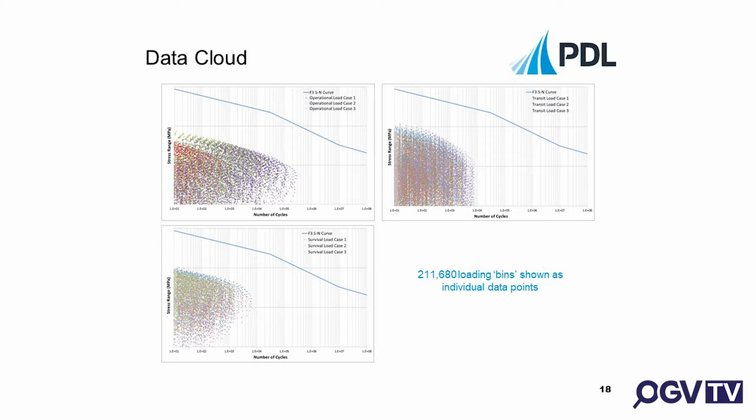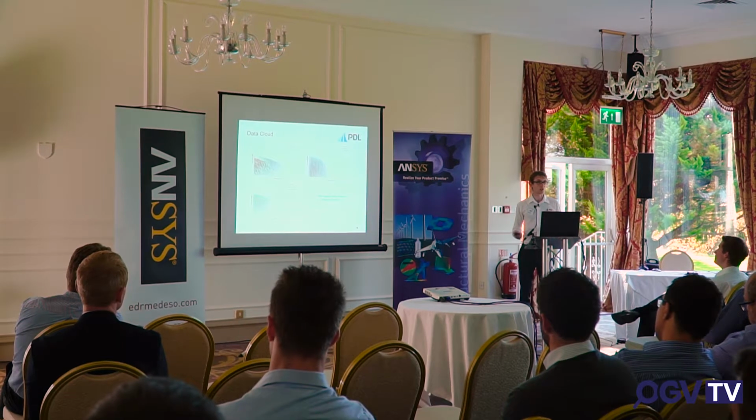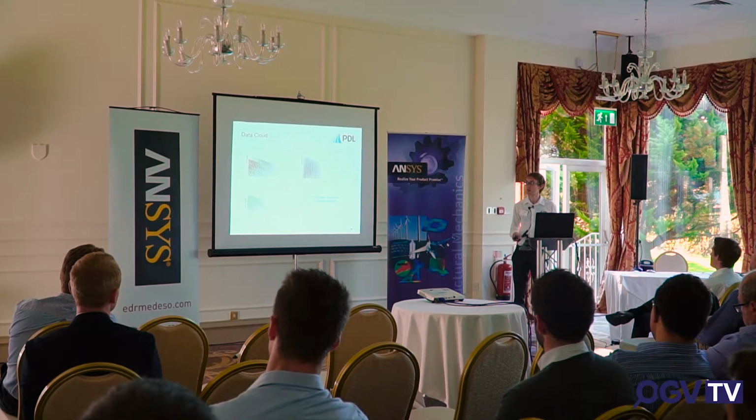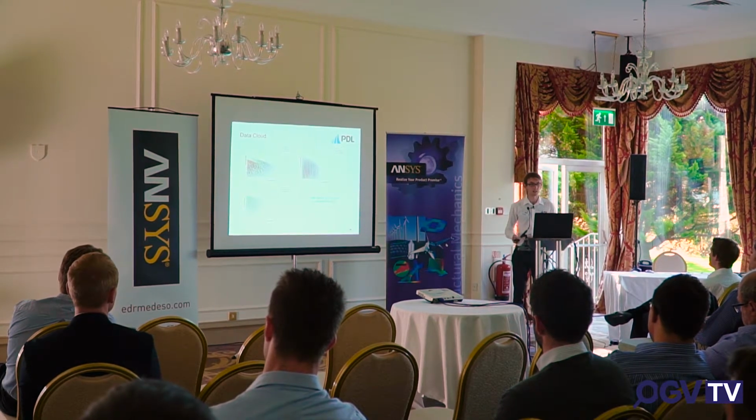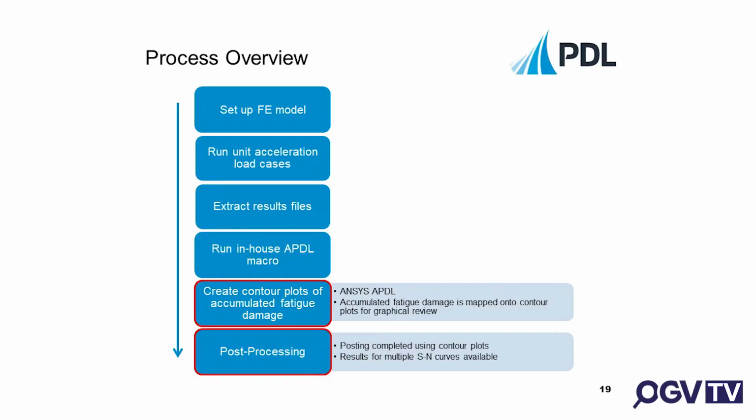We plotted them off SN curves in this case. It's quite a useful way. You can get some information from that because you can see what your biggest stress range is and how that falls in relation to your SN curve. It's quite a useful output, but that really is an illustration. Okay, so we've done the macro. We know our fatigue damage, so now we're going to post-process.